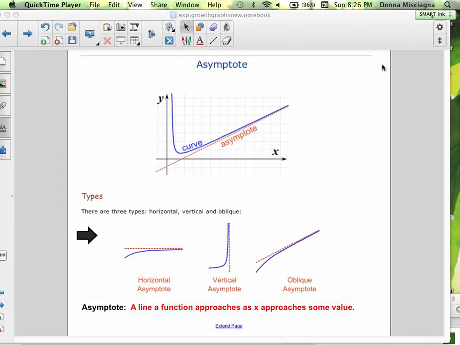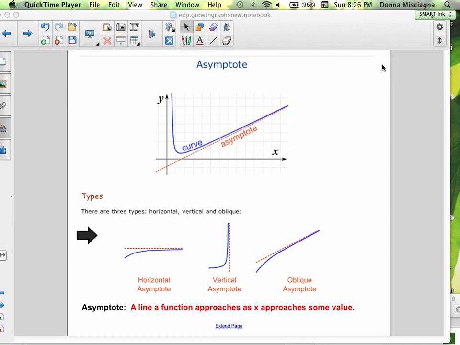Welcome. In this lesson, we're going to be learning how to graph simple exponential growth and decay functions. I call them simple because there's no transformations involved. Right? So first, let's take a little look at exponential growth and decay functions on a graph.